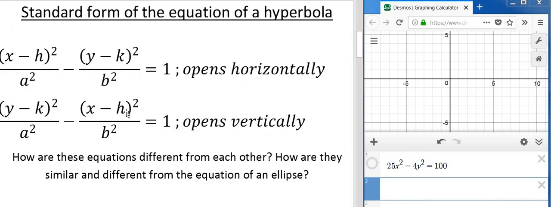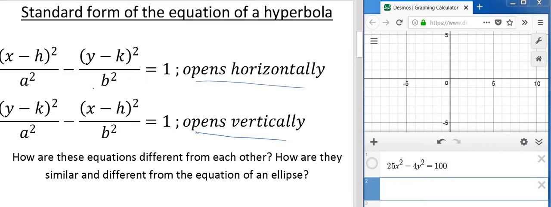Now here are the equations. They look very, very similar to ellipses, except they're subtracted rather than added. One other key difference: a squared stays under the x squared term no matter what. So b could be bigger than a, it doesn't matter. For ellipses, a was always bigger. For hyperbolas, that's not the case. So how do you tell what's going on? If the x squared part is first, if it's positive, then we open horizontally, in the x direction. If the y part is first and positive, then we open vertically, in the y direction. That's how I like to remember them.